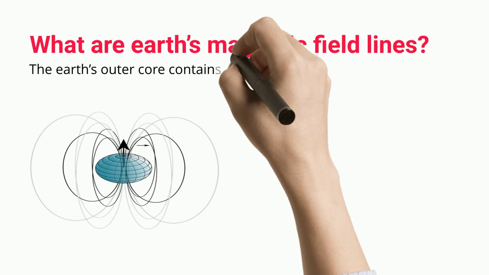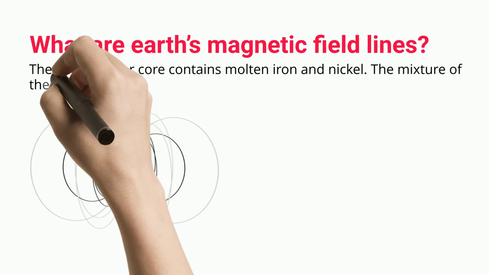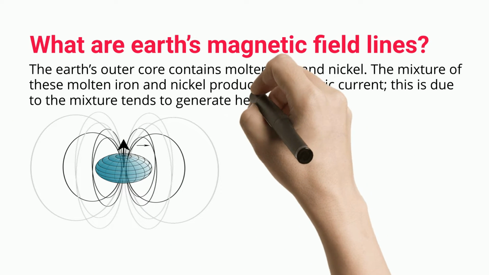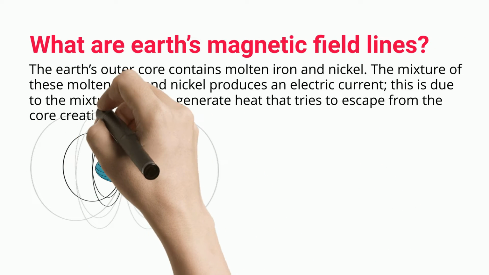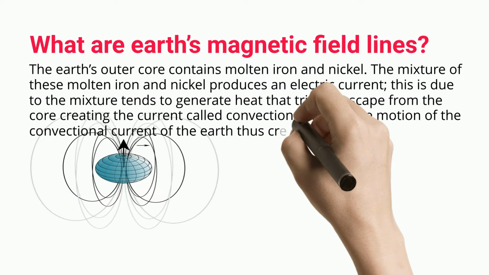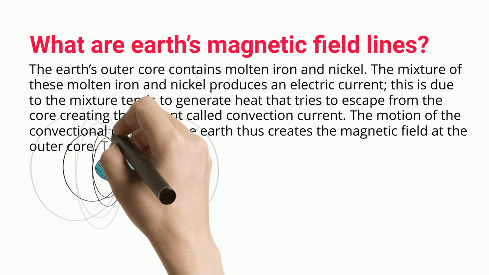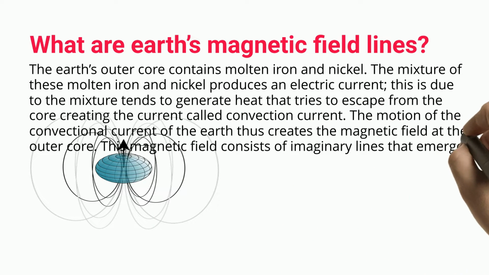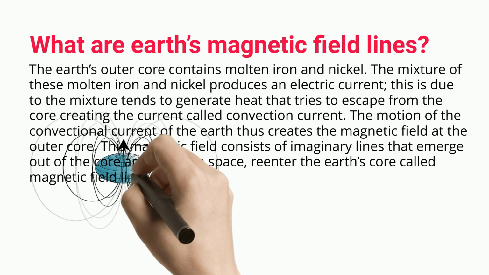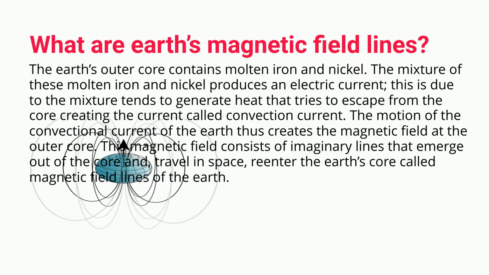The Earth's outer core contains molten iron and nickel. The mixture of these molten iron and nickel produces an electric current. This is because the mixture tends to generate heat that tries to escape from the core, creating the current called convection current. The motion of the convectional current of the Earth thus creates the magnetic field at the outer core. This magnetic field consists of imaginary lines that emerge out of the core and travel in space, re-enter the Earth's core, called magnetic field lines of the Earth.